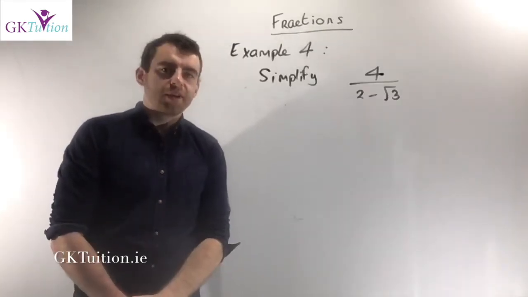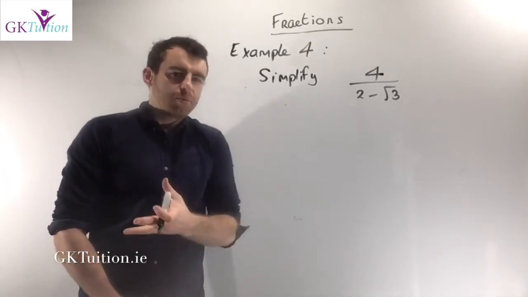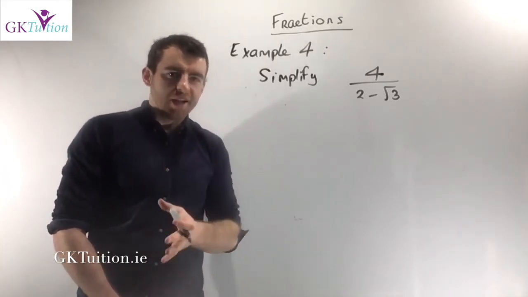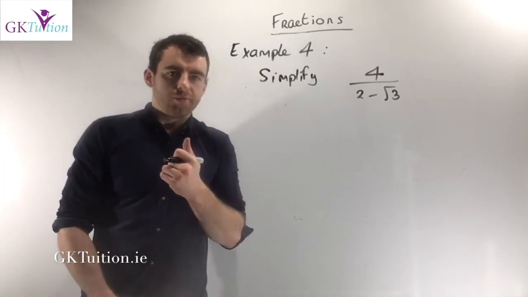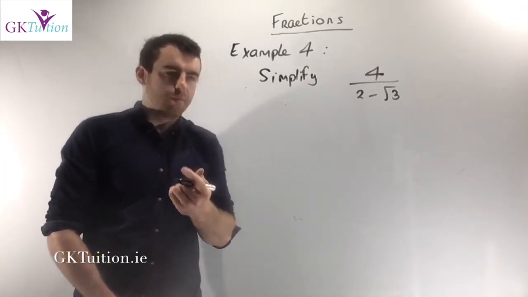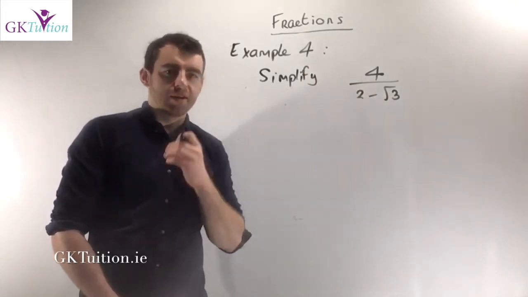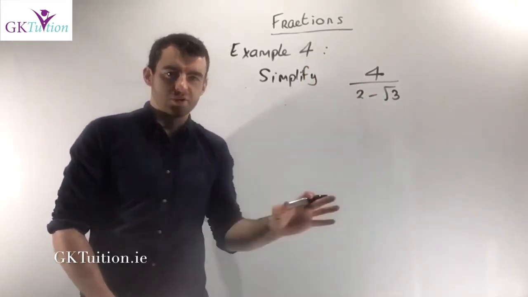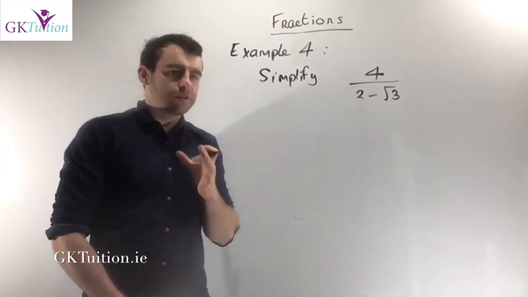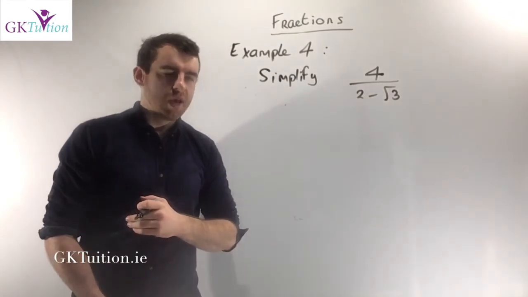Okay, now this is the only completely new thing you're going to see in this video. Arguably, this is not directly related to algebra, although it's really important for other topics we're going to do in the Leaving Cert High Level course, like trigonometry and complex numbers. If you plug 4 over 2 minus root 3 into your calculator, you'll get the answer to this question straight away. Your calculator is programmed to never give you a surd on the bottom of a fraction.